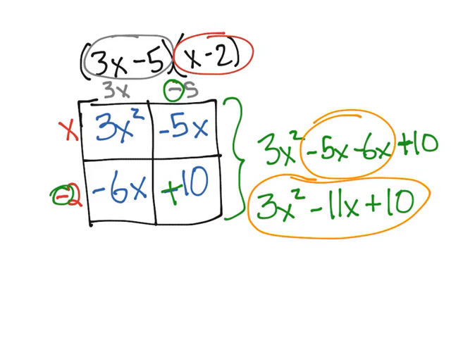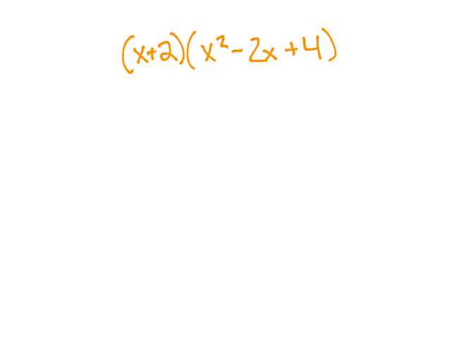Now let's look at the final type of multiplication we're interested in, a binomial times a trinomial. In this case, our binomial is x plus 2, and our trinomial is x squared minus 2x plus 4. There are two methods to find the answer to these problems: the distributive FOIL method or the box method. So we'll run through both of them very quickly.